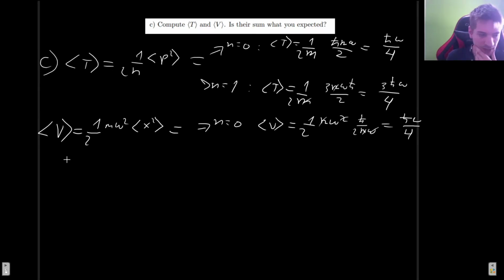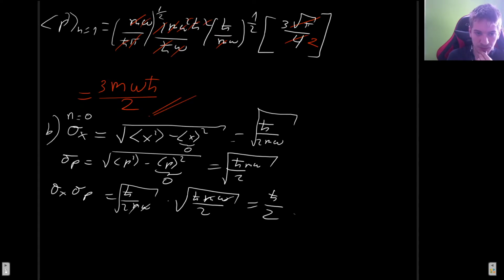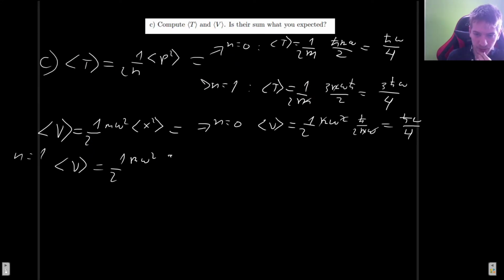The expectation value for n equals 1 is going to be the same: 1 divided by 2 m omega squared times the expectation value of x squared for the n equals 1 case. So let us go look for our result. Where was it again? There we go. 3h bar divided by 2m omega. So here the omegas cancel out, the m cancels out, and we get 3h bar omega divided by 4.